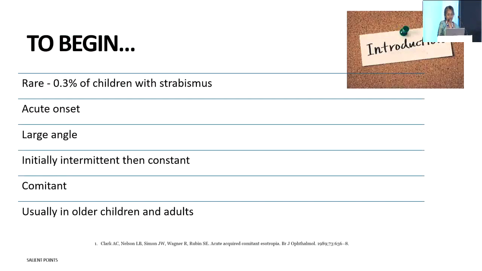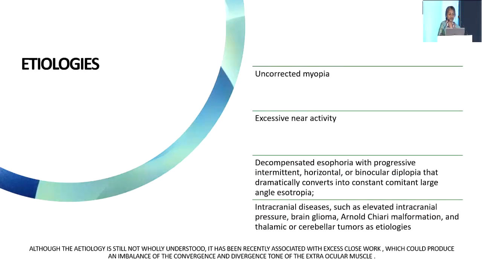Thanks for the invitation. And I'll be talking on acute comitant esotropia, investigations and management. So to begin with, we all should understand that it's a very rare type of strabismus, in 0.3% of children. It's characterized by acute onset, large angle. Initially, it may be intermittent and then comes to constancy. And usually, it is present in older children and adults. So many people with acute onset of esotropia have uncorrected myopia, and it is oftentimes associated with excessive near activity.